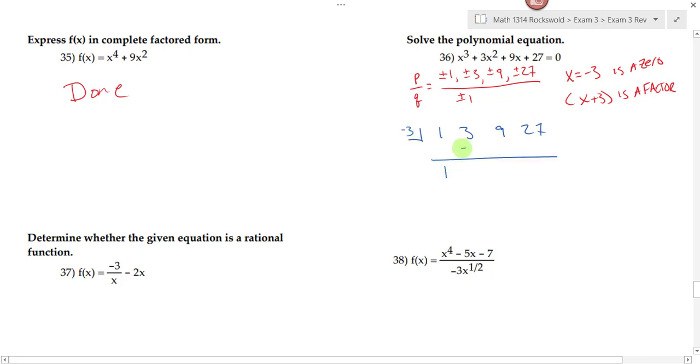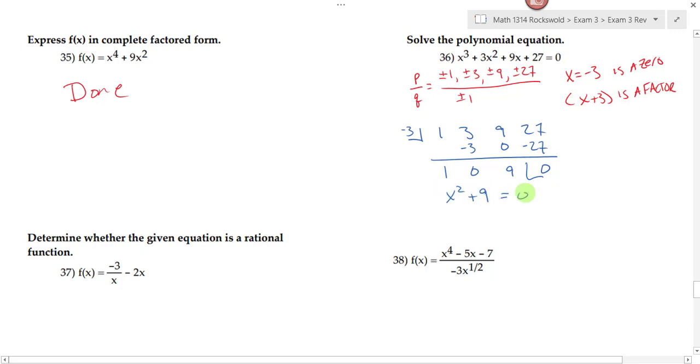Bring down the 1, that gives me a negative 3. 3 minus 3 is 0, so negative 3 times 0 is 0. 0 plus 9 is 9. Negative 3 times 9 is negative 27. My remainder is 0, and that means that I get x squared plus 9 is my other factor.